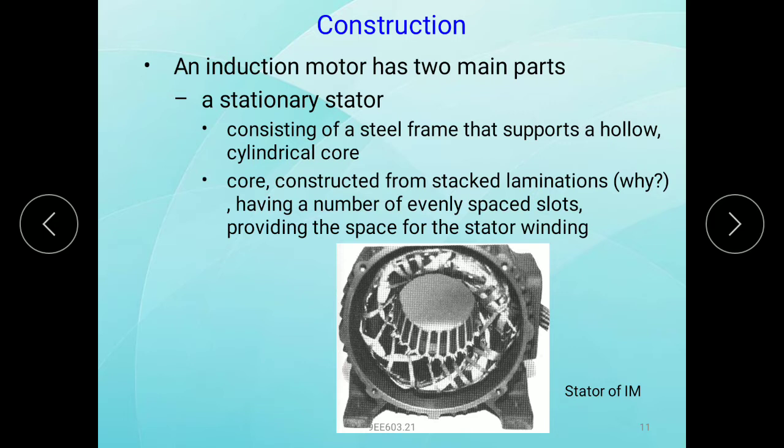An induction motor has two main parts. One is the stationary part. This part is stationary, and it is called the stator. This is the yoke. So it consists of a steel frame that supports a hollow cylindrical core, constructed from stacked laminations. It has a number of evenly spaced slots, providing space for the stator winding.